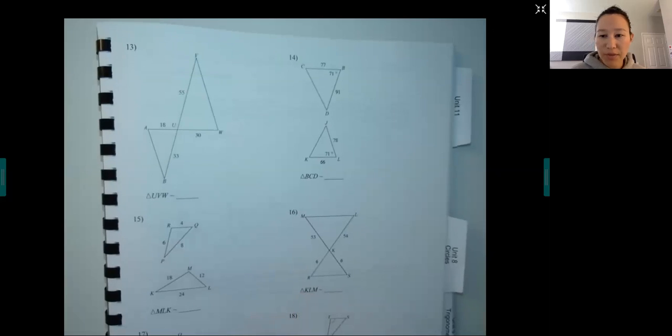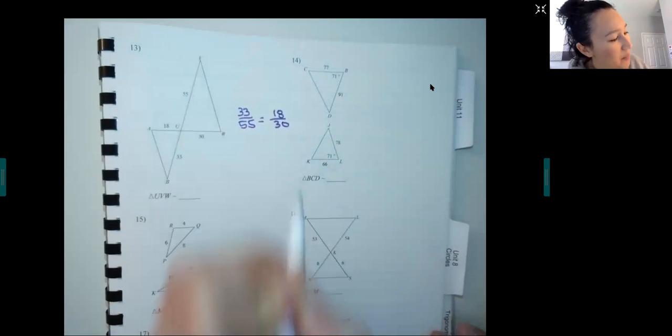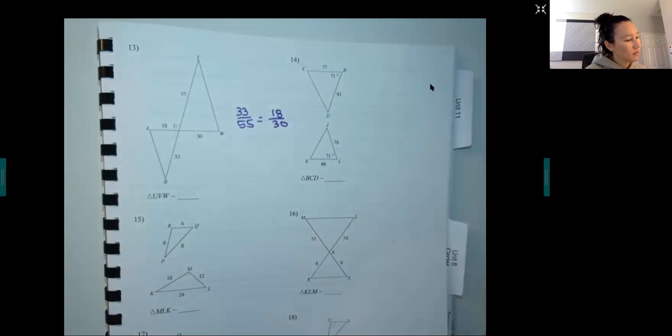Okay, and then I think, Rick, did you have 13 and 14? Yes, that one I did have. Okay, good. For 13, I put the 33 and 55 together as one pair. And then the other side is 30 and 18. And they also share the same angle of U. Very good. So it would be side-angle-side.